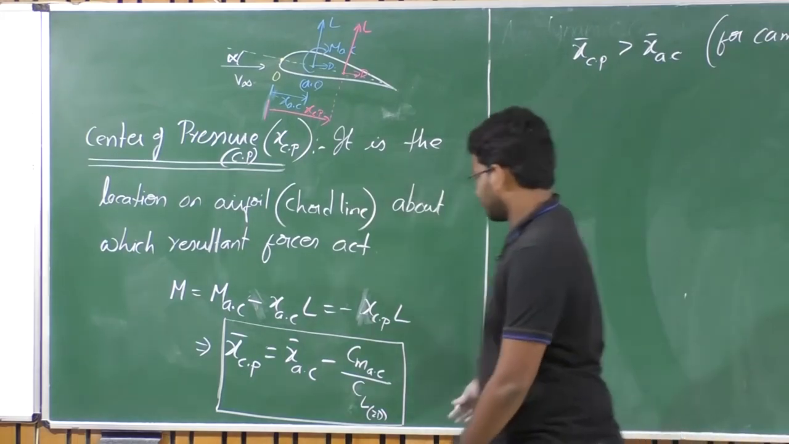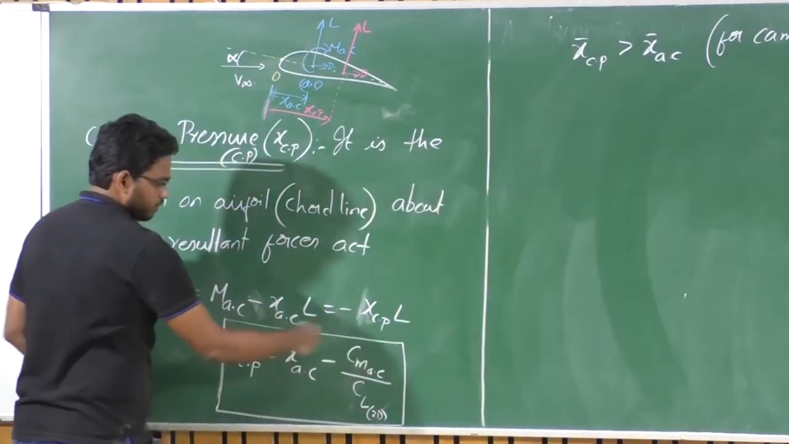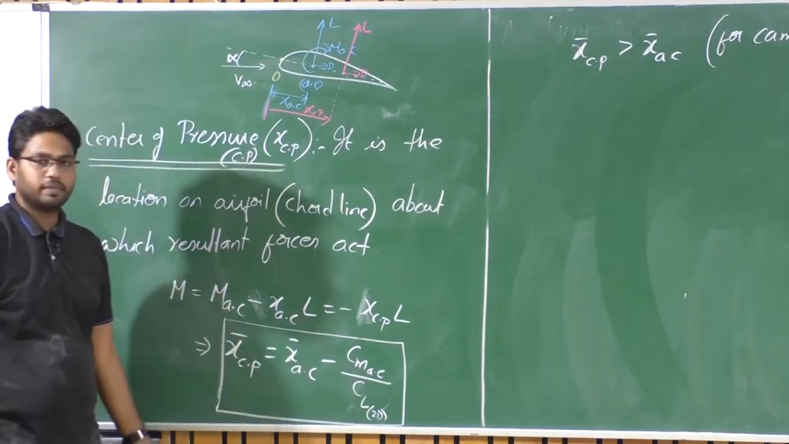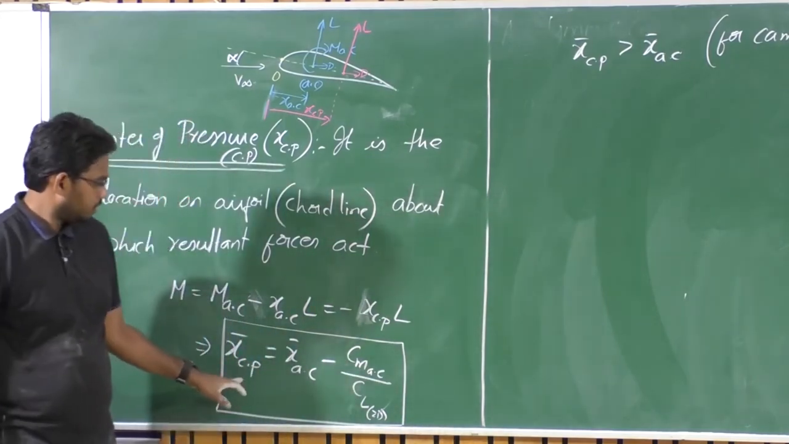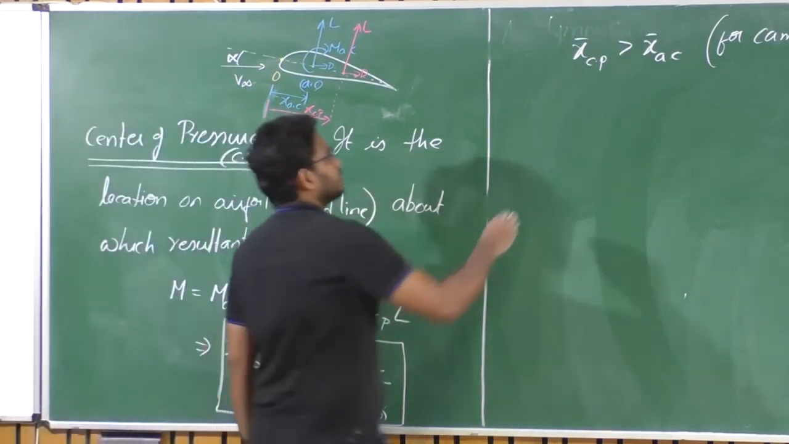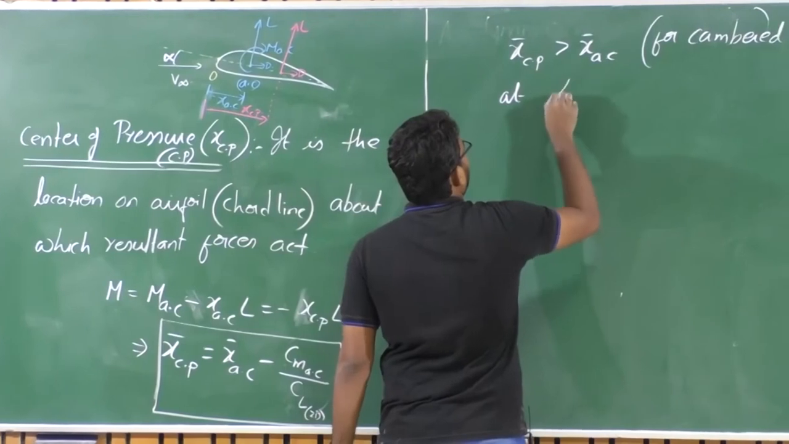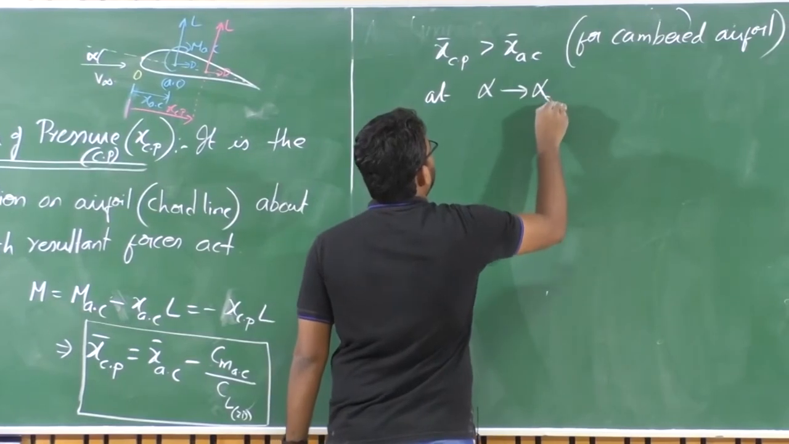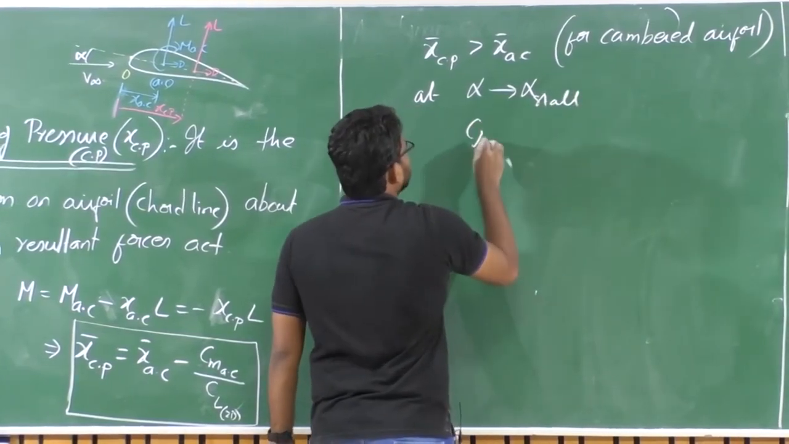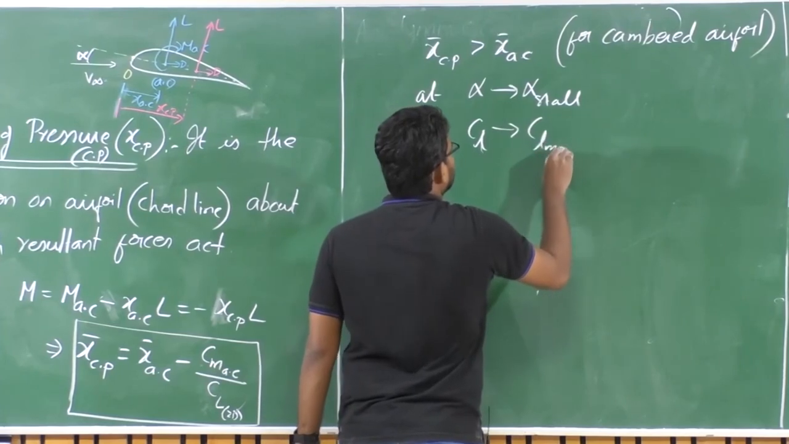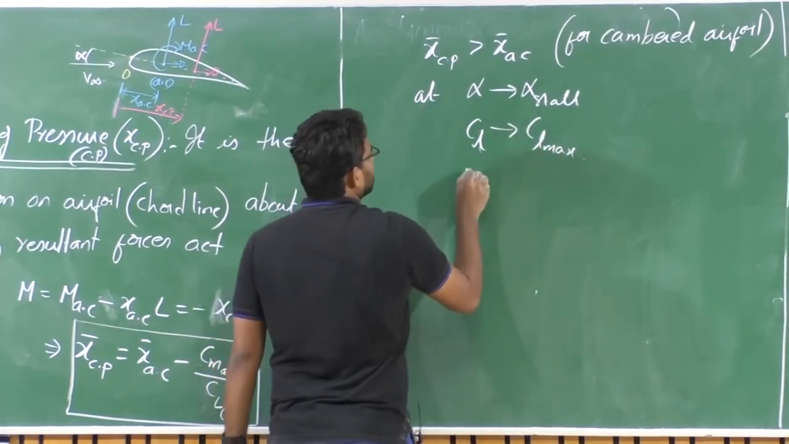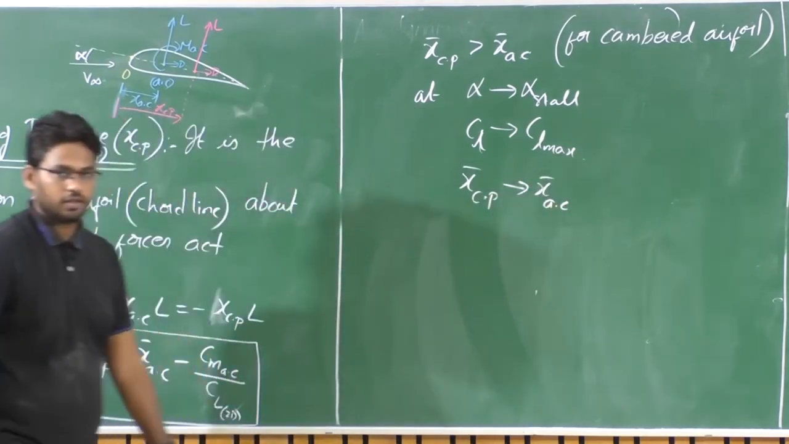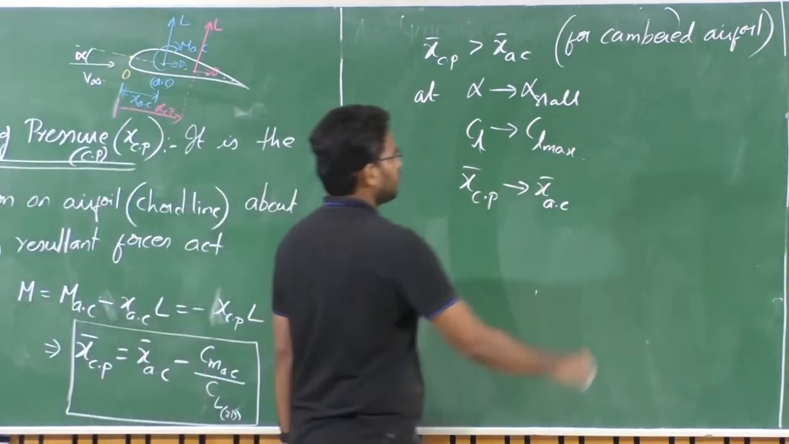This particular quantity is 0 for a symmetric airfoil, right? This ratio is 0 because CMAC is 0. So in that case, XCP and XAC coincide. And at high alpha, as alpha approaches alpha stall, there is higher CL. So CL approaches CL max, right? Which means XCP approaches XAC, right? So we'll see why it is.